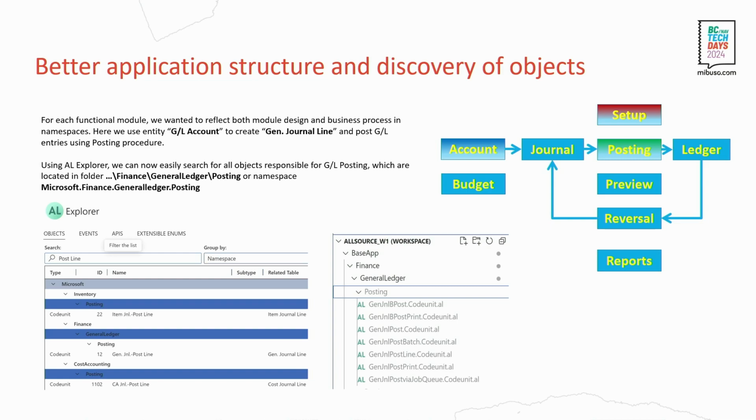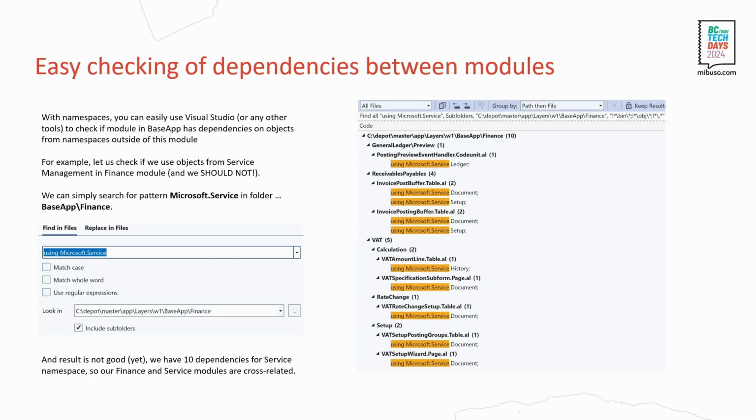So you can easily isolate particular functionality or a module, and you can do it physically, you can do it logically, and then again, you can analyze dependencies for this functional area. It's very easy.